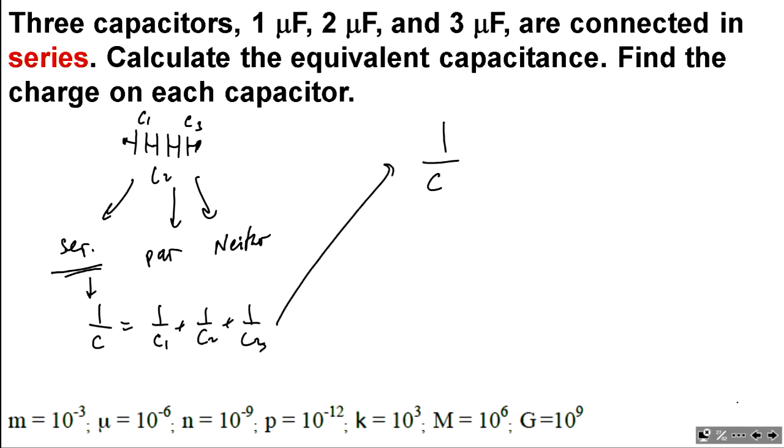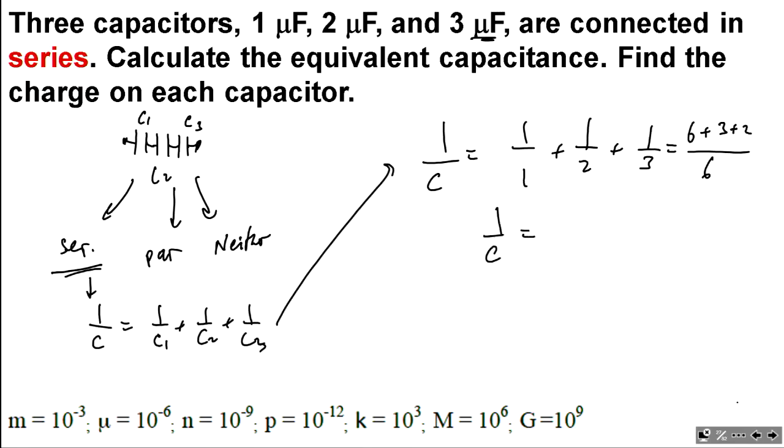1 divided by equivalent capacitance should be equal to 1 over 1 plus 1 over 2 plus 1 over 3. And I use microfarads. My answer will be in microfarads. So what is the common factor? 6, right? So it's going to be 6 plus 3 plus 2, right? So 1 over C equals 11 over 6.